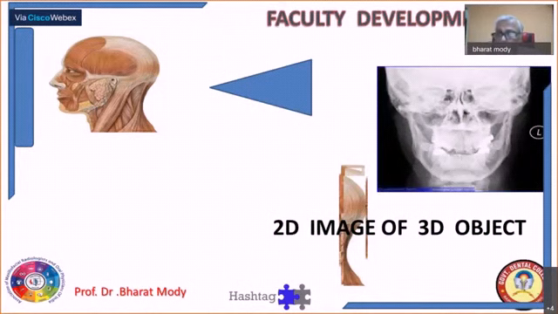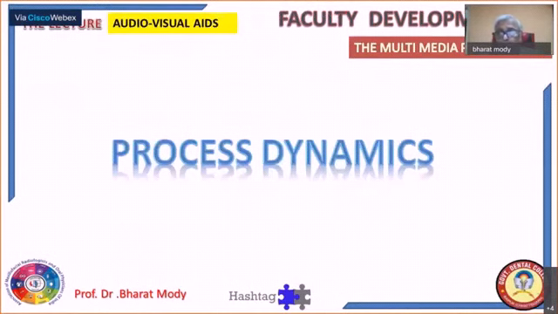And that is why the condyles, the anterior teeth, the parietal bone are all in one particular plane. So it is a 2D image of a 3D object. Process dynamics are also very important. Even that can also be shown.